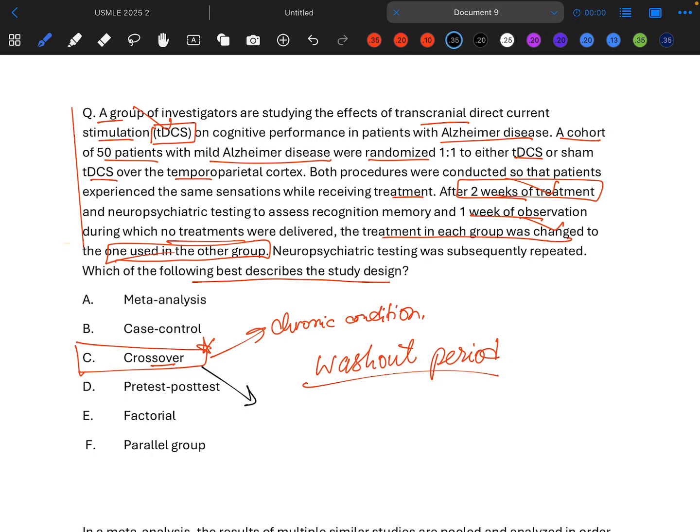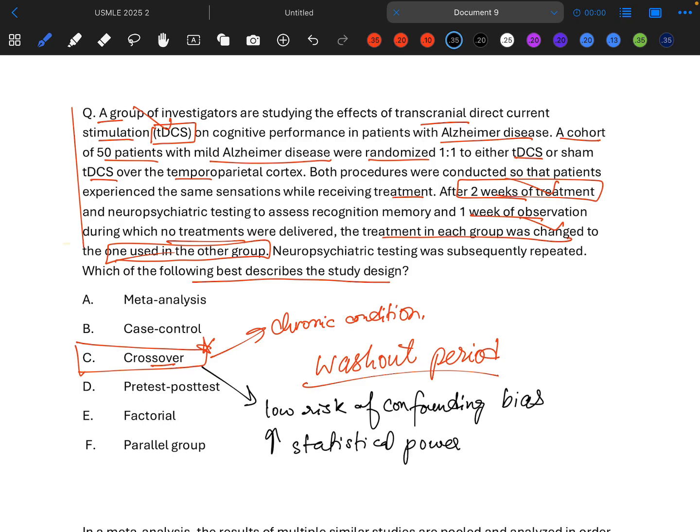When compared to other RCT variants, let's talk about the advantages of the crossover design. There is a low risk of confounding bias, and secondly, there is an increase in statistical power, as it effectively doubles the sample size with the same number of participants. The disadvantage is a long study period, and whenever a study has a long study period, there is a high risk of increased dropout rate.